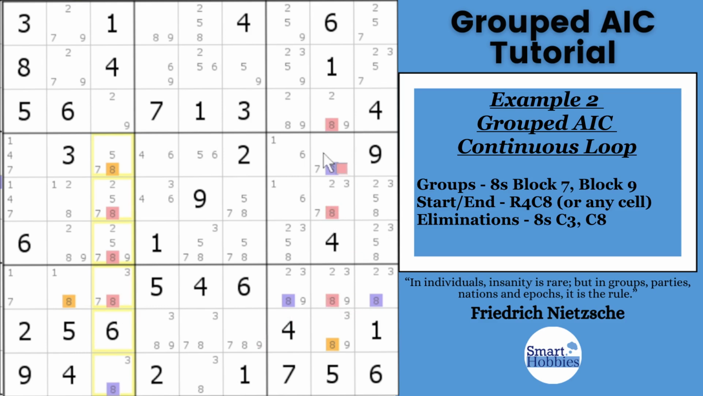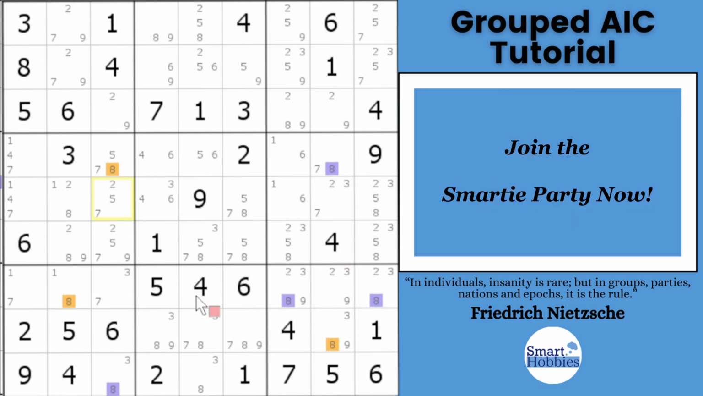So we can eliminate all those red 8s. They cannot be part of it. And I wanted to show you this continuous loop to also show you how you can kind of cannibalize and cut through some of those members of that group.